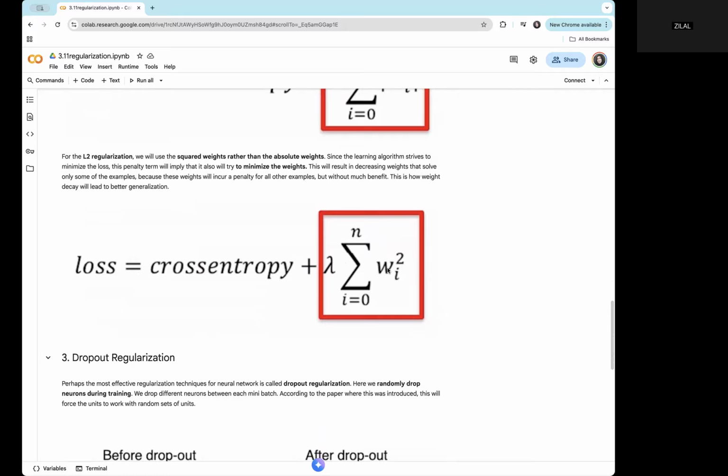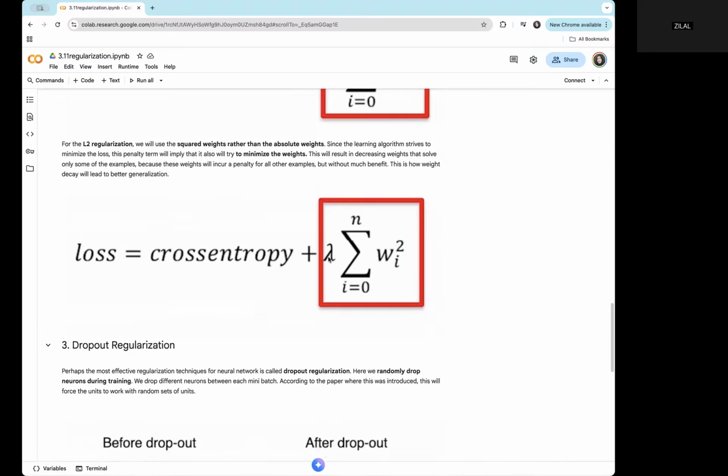Since the learning algorithm strives to minimize the loss, this penalty term will imply that it will also try to minimize the weights. This will result in decreasing weights that solve only some of the examples, because these weights will incur a penalty for all other examples, but without much benefit. This is how weight decay will lead to better generalization.